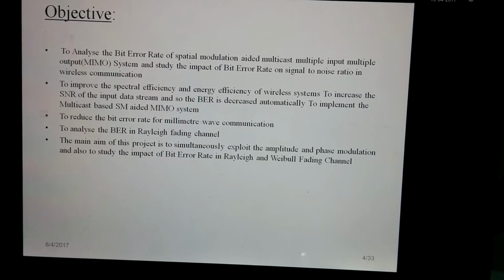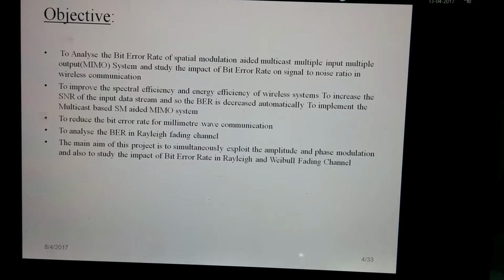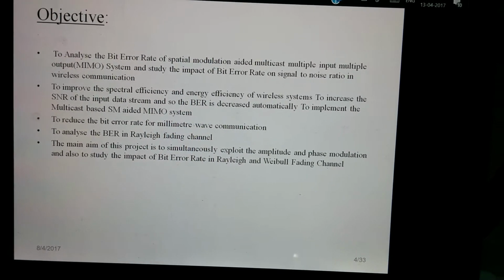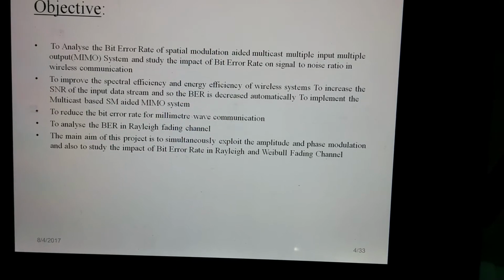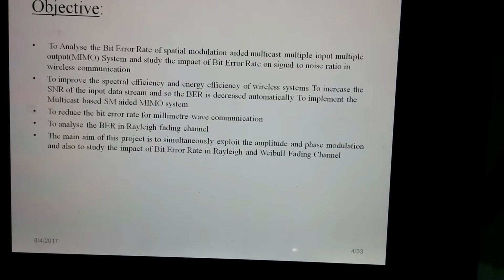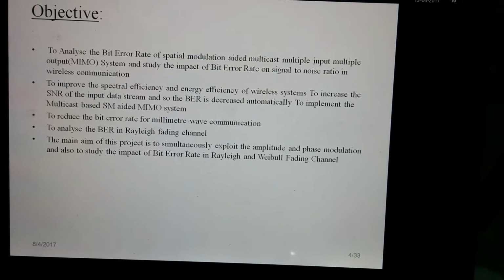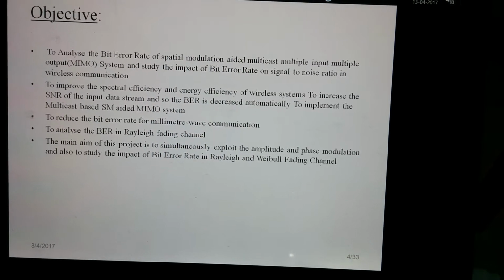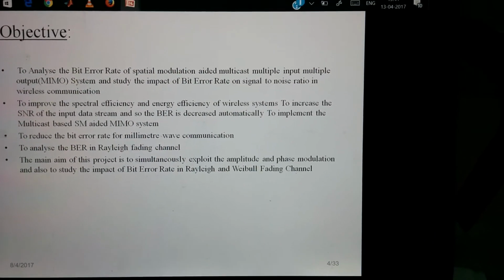To analyze the BER in a Rayleigh fading channel, this project is very authentic. The main aim of this project is to simultaneously exploit the amplitude and phase modulation and also to study the impact of bit error rate in Rayleigh and variable fading channels.